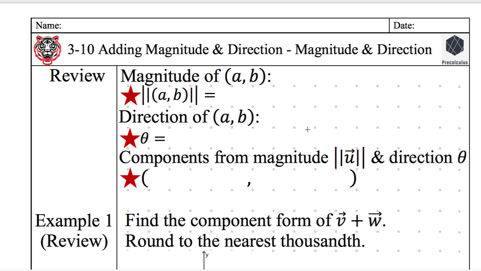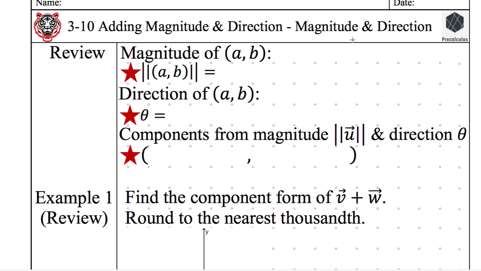Got it. All right. So lesson 3-10, adding magnitude and direction. We are ending with magnitude and direction instead of ending with component form. So just adding on one more step. Here we go. Bit of review. Magnitude of AB. This is how you do the notation. Magnitude of AB. What is the formula?